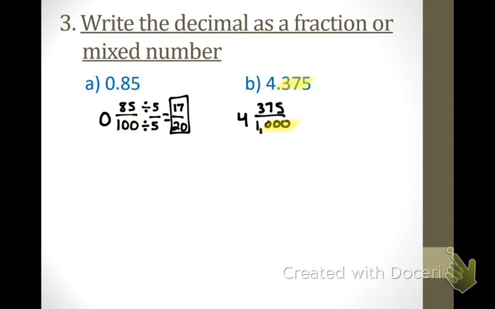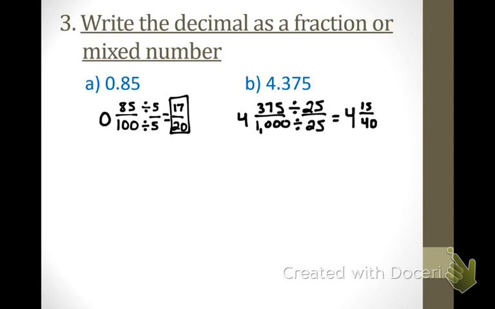Now, do you think that that is reduced as low as it can go? Nope. What can go into both of those numbers? 5. Something bigger than a 5. Not a 10. 15. Nope. 25. A 25. Okay, so let's divide by 25 on top and divide by 25 on the bottom. What do you get? 15 over 40. Don't forget about your whole number, that 4 right there. You want to bring that over too. So you've got 4 and 15 40ths.